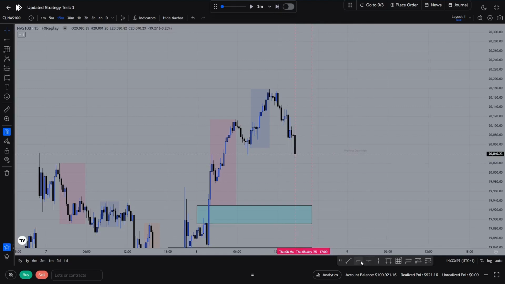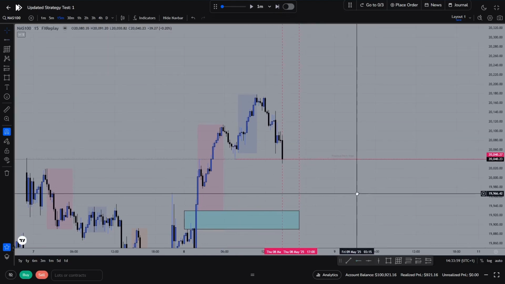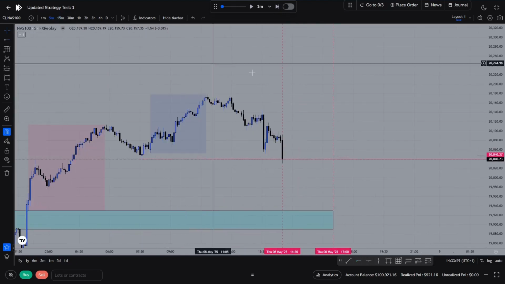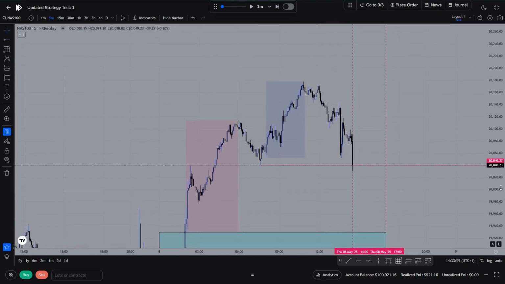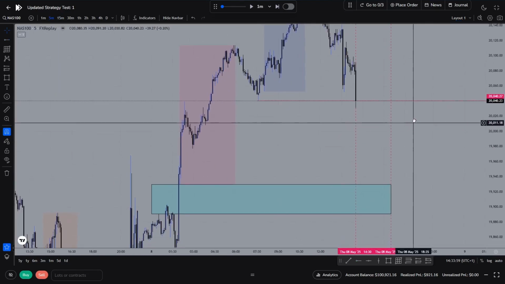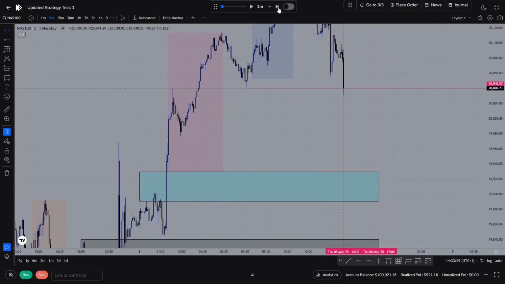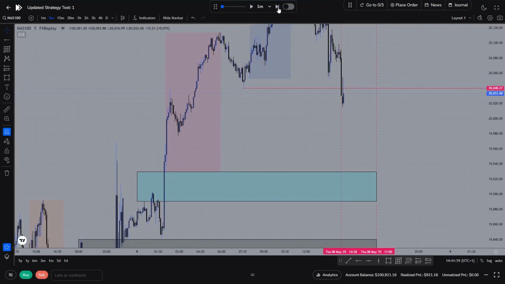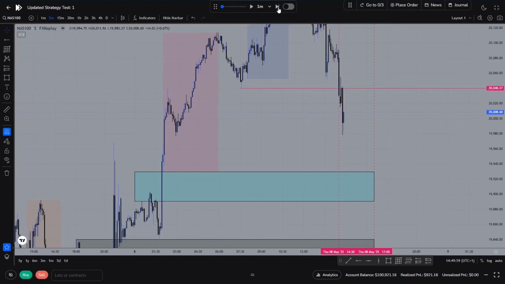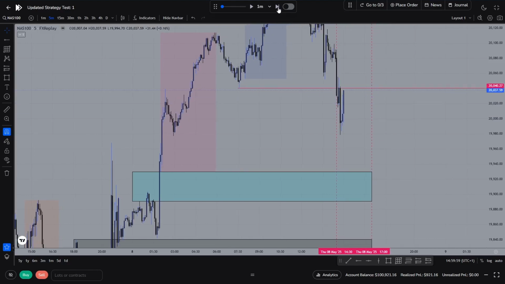There we go. There's the liquidity sweep that I wanted. Got a nice 5-minute closure. We'll drop into the 1 minute and see what's happening. Price could even drop down even lower, which will make my entry even better.